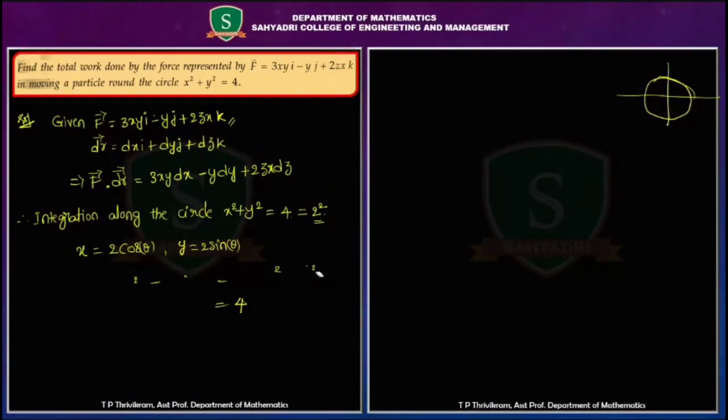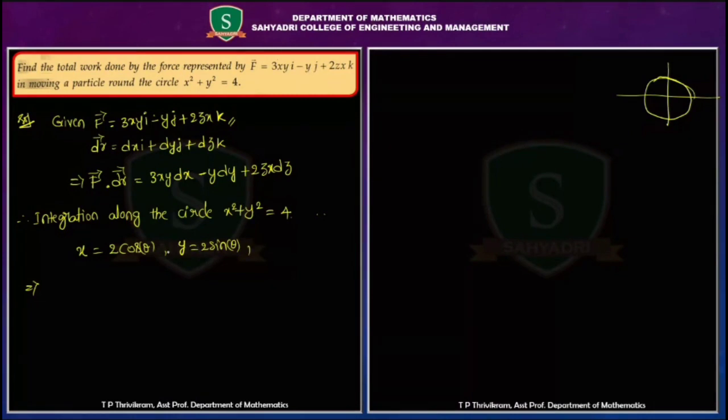Even while taking the substitution also, we'll select like that only. Depending on the problem, the condition will change. Okay. So, we got parametric equations as x is equal to 2 cos theta and y equal to 2 sin theta. So I'll substitute these equations in f dot dr.